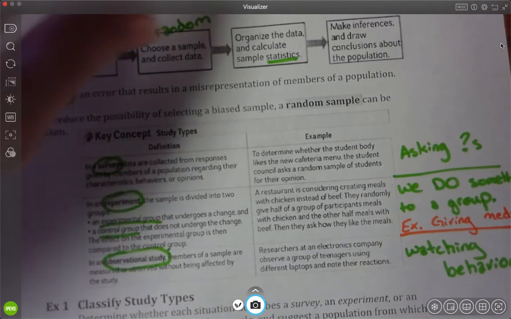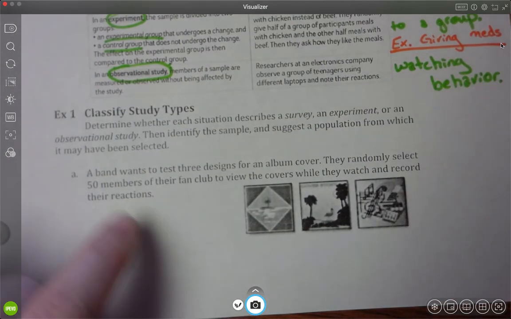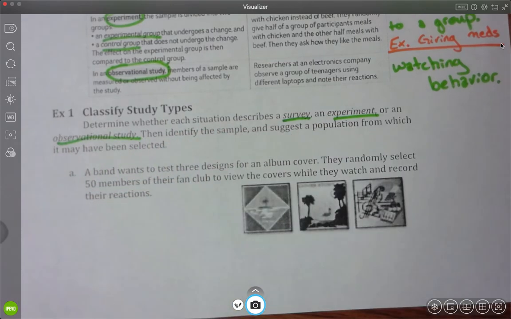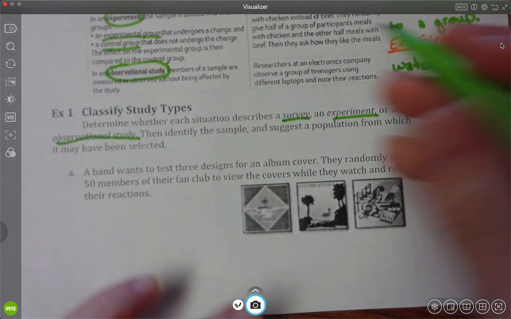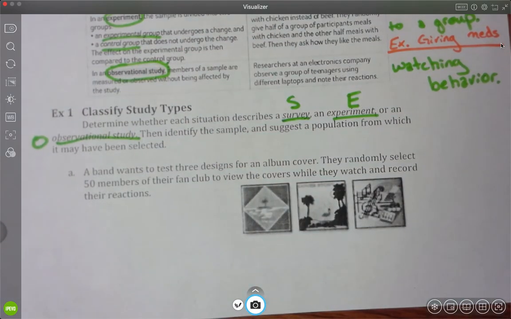And that's what we're going to do in the next part. So they want us to classify the study types. In part A, they say, is this a survey, an experiment, or an observational study? And we're going to abbreviate: S, E, and O. We'll use those as abbreviations.